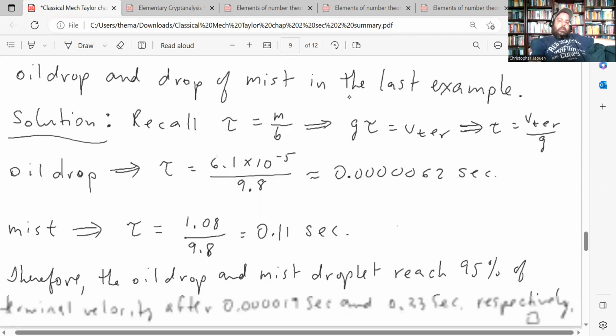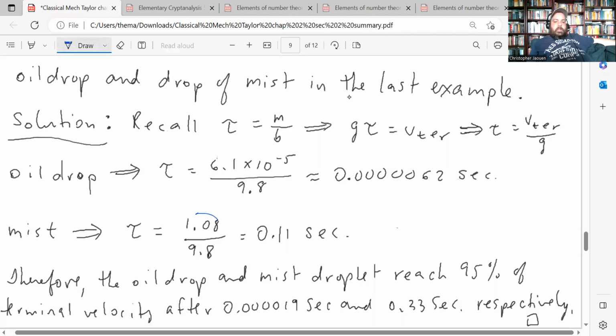For the mist, this number is not correct because I used the wrong value for the density for the raindrop. I think the book said this was actually supposed to be 1.3. If you plug that in, you'll get a different value. Let me see what the book gives, just so you have the correct numbers. Here it says for the raindrop, it's approximately 0.13 second rather than 0.11. So here, this should be approximately 0.13 seconds.